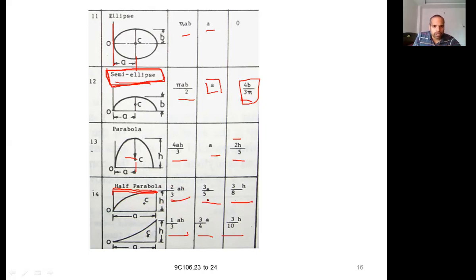Right? And next one is its parabolic shape for this one. So your x bar is from the reference axis here, from here to here. It is x bar, right? And y bar is from here to here. This is 3 by 5 a, and this is 3 by 8 h.